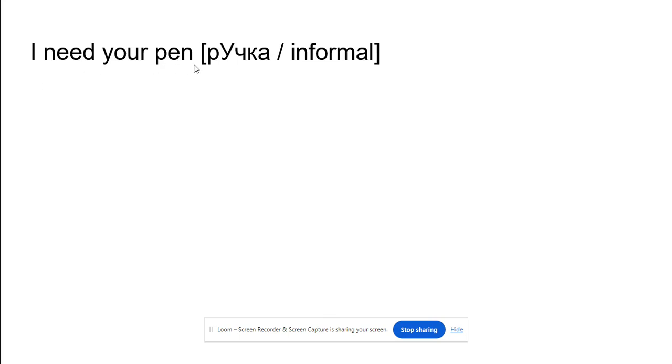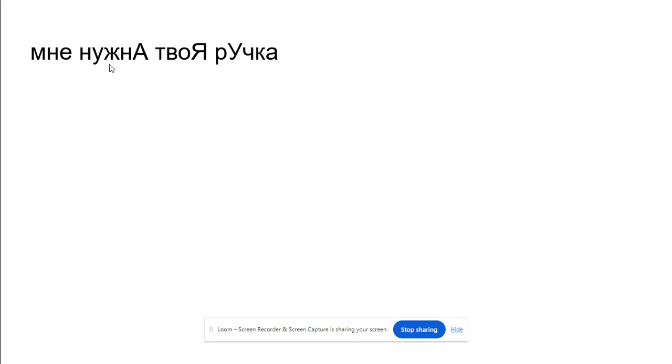I need your pen. This is informal. And I hope you remember how to need things. The word for need now has to agree with the gender of what is needed. Мне нужна твоя ручка.